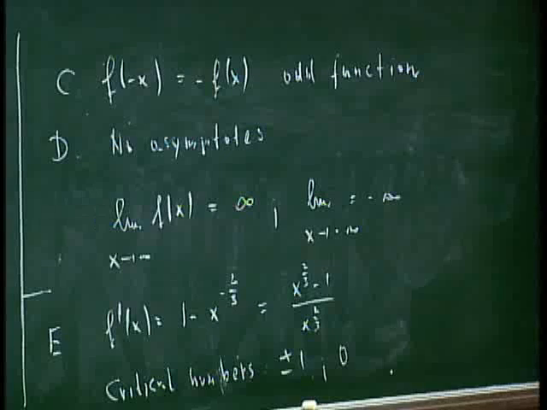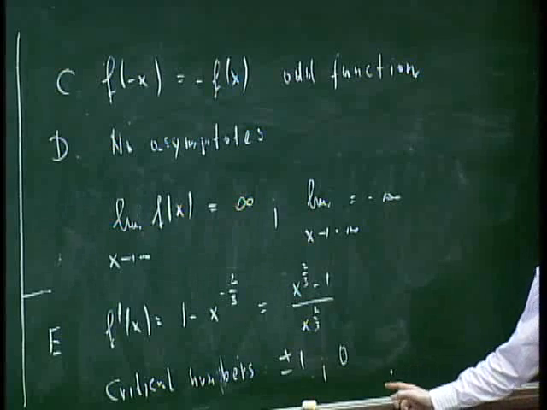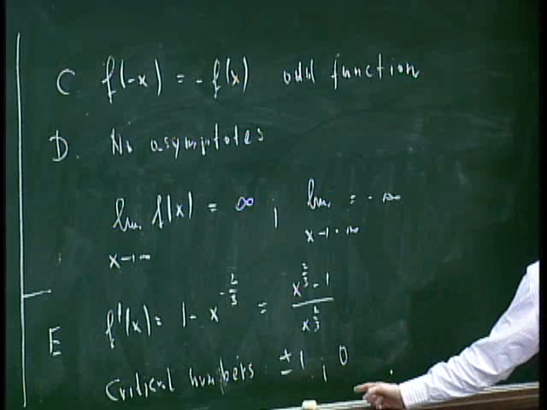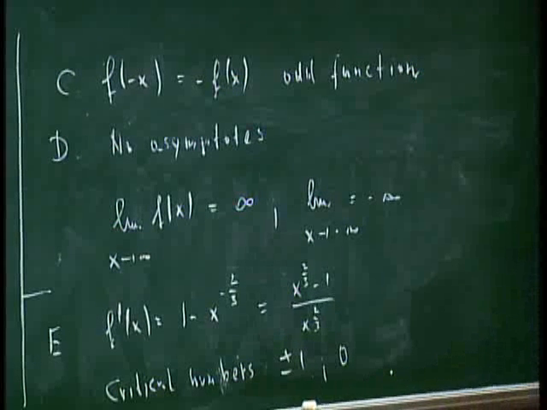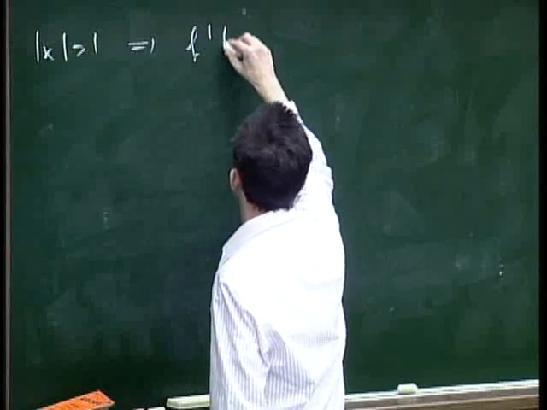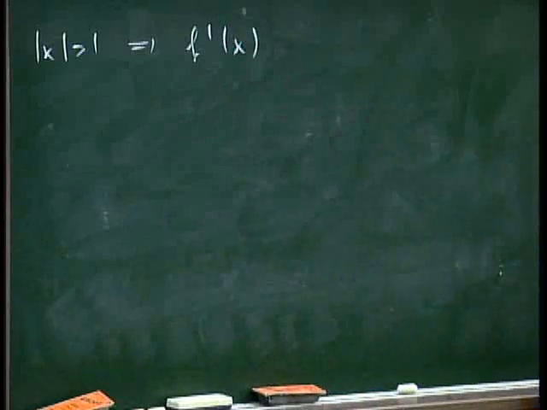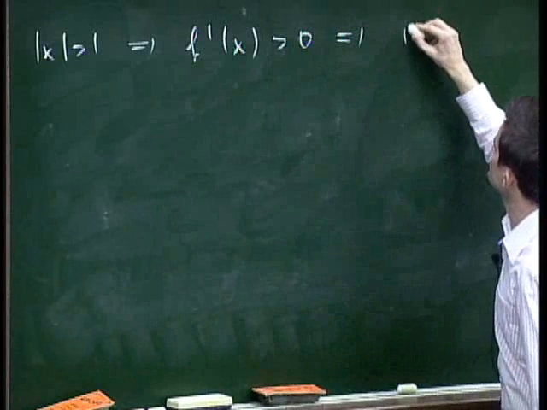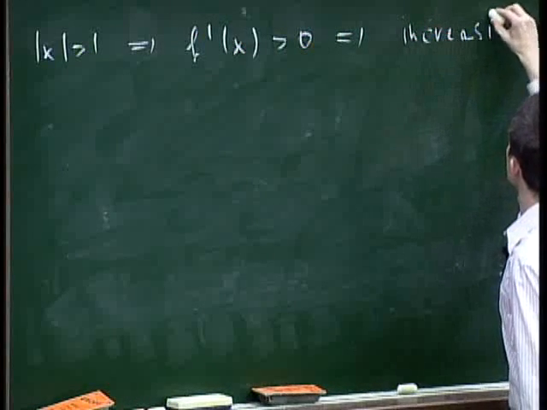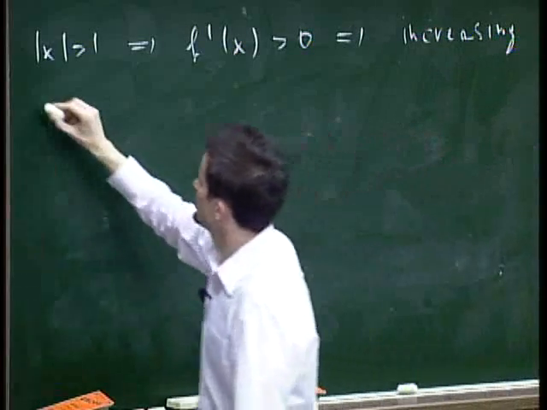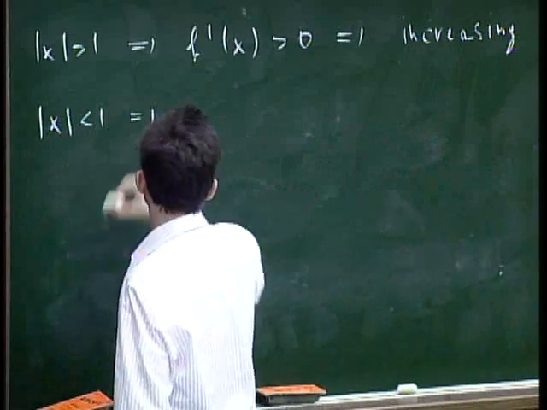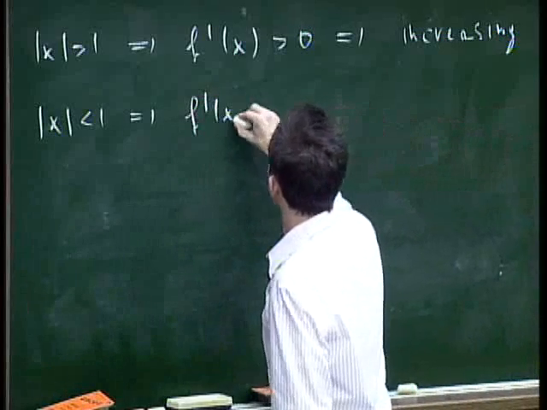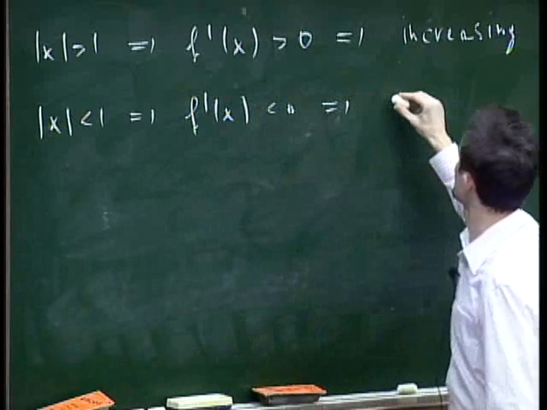But actually, here we are still discussing increasing and decreasing behavior. If the absolute value of x is larger than 1, then the derivative must be larger than 0, so here you have increasing. And if the absolute value is smaller than 1, then the derivative is smaller than 0, so you have decreasing.